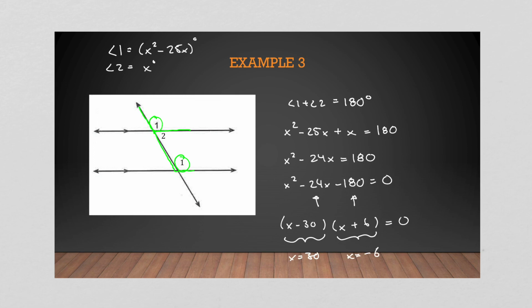Now, x equals negative 6 isn't going to work. We can't have negative values for our degrees, because if angle 2 is equal to x, we can't have that. So we know that x is equal to 30, which means what's angle 1? Well, angle 1 is 30 squared minus 25 times 30. 30 squared is 900, and 25 times 30 is 750. So we end up that angle 1 is equal to 150 degrees.